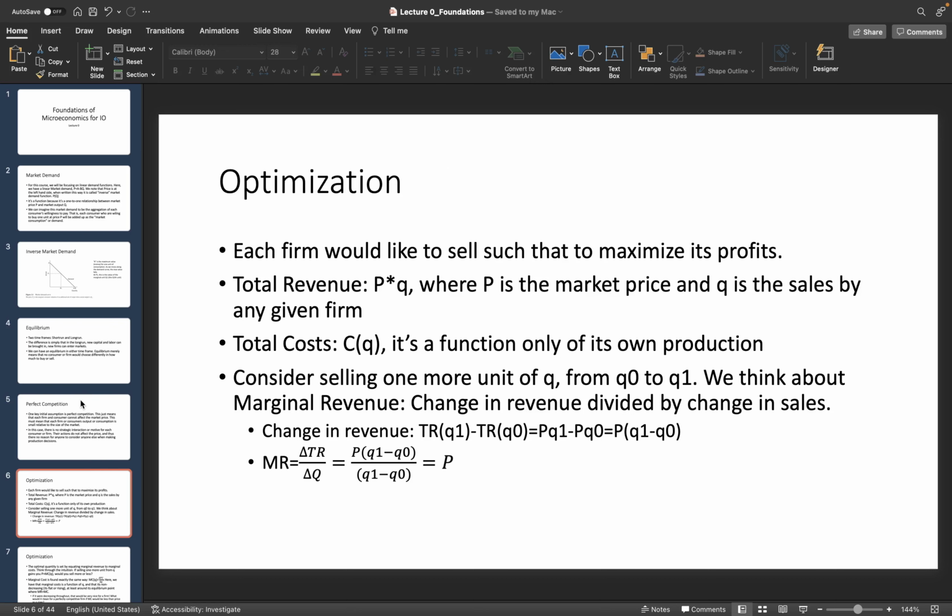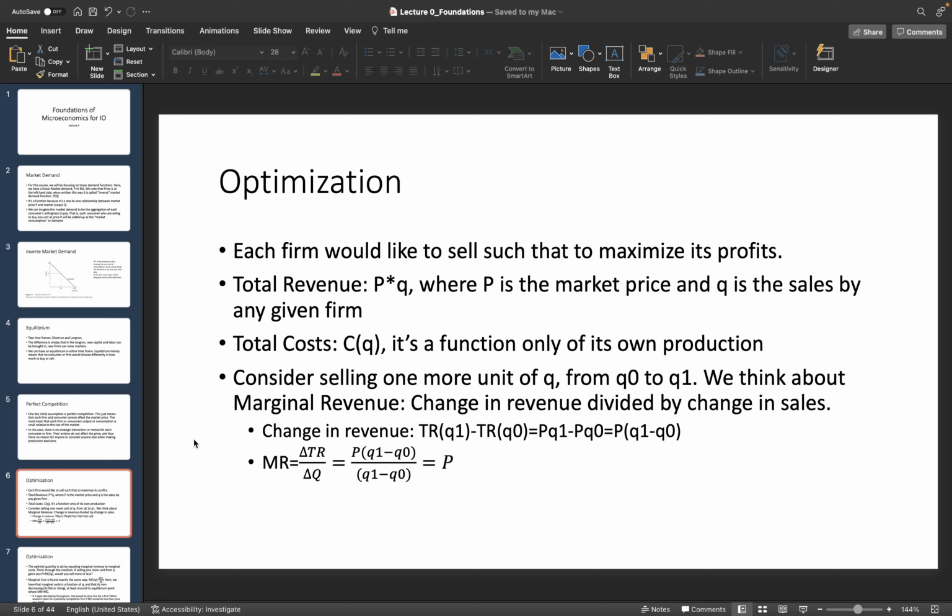So let's talk about optimization for sellers. Each firm would like to sell such that it would maximize their profits. Total revenue is capital P times small q, where capital P is the market price, and small q is the sales by any given firm. Total cost is C(q), a function of only its own production. Consider selling one more unit of q, from q0 to q1. Think about it in terms of marginal revenue.